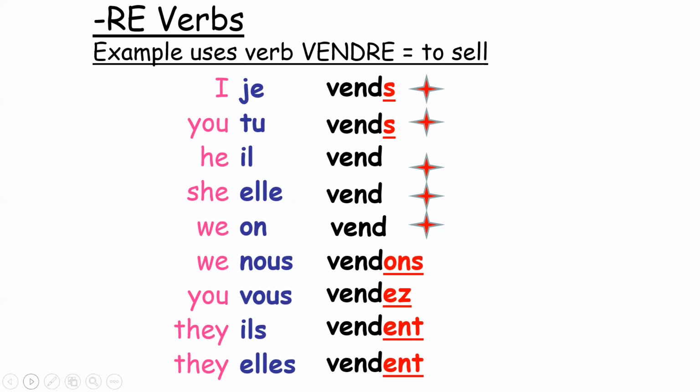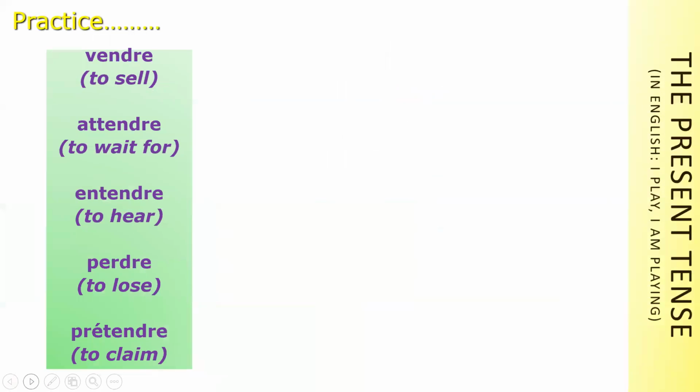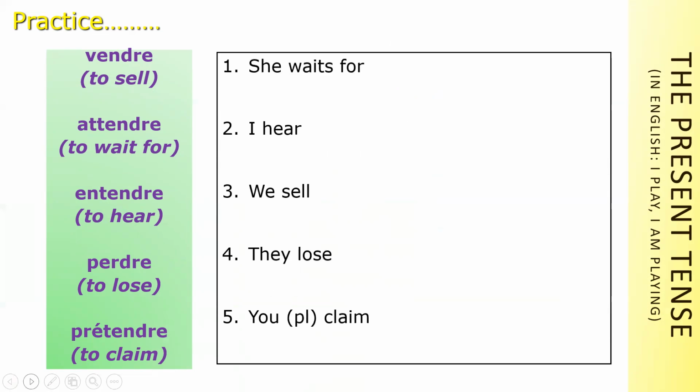Je vends, tu vends, il, elle, on vend, nous vendons, vous vendez, ils vendent, elles vendent. So let's apply those rules we've just been learning. Vendre, attendre, entendre, perdre, and prétendre. Can you apply your conjugation patterns to give us the French for numbers 1 through to 5? Pause the video here as you work through this.